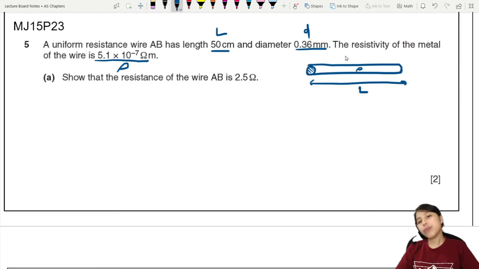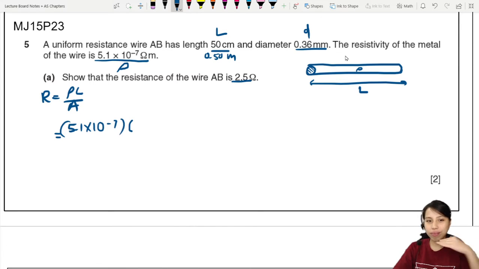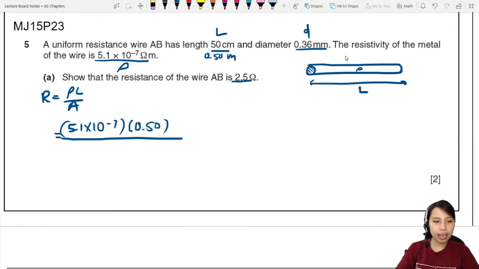We need to show that the resistance of the wire is 2.5. For this one, you just need to follow the equation R equals rho L over A to find the resistance of any conductor based on its dimension and material. So rho will be 5.1 times 10 negative 7. L must change to 0.5 meters. Keep everything in SI unit because it's ohm meter, so best to use meter. So this will be 0.50 divided by area.